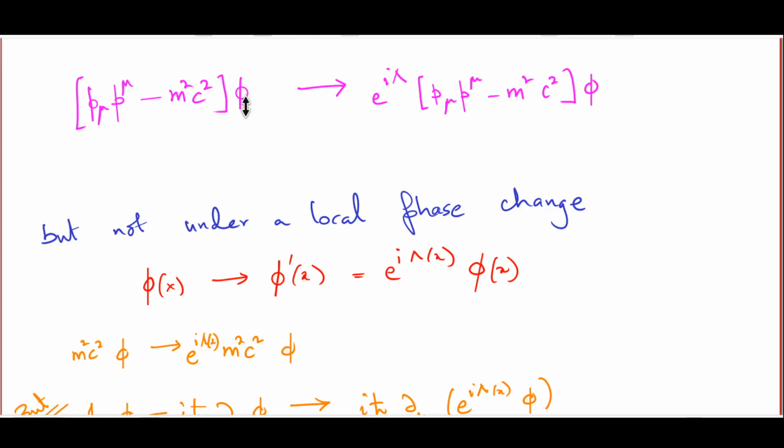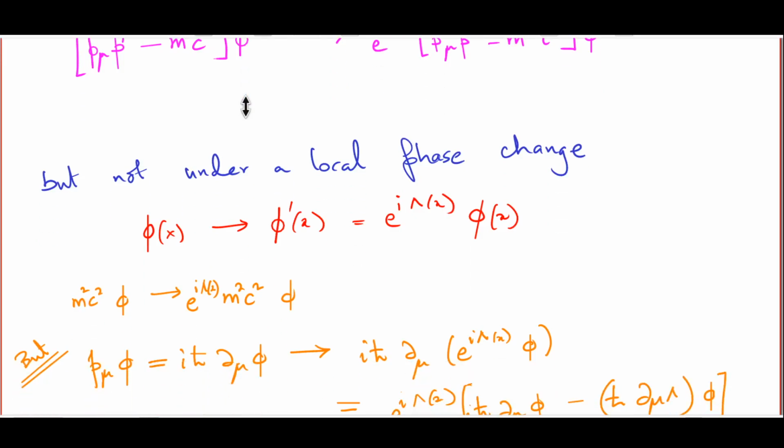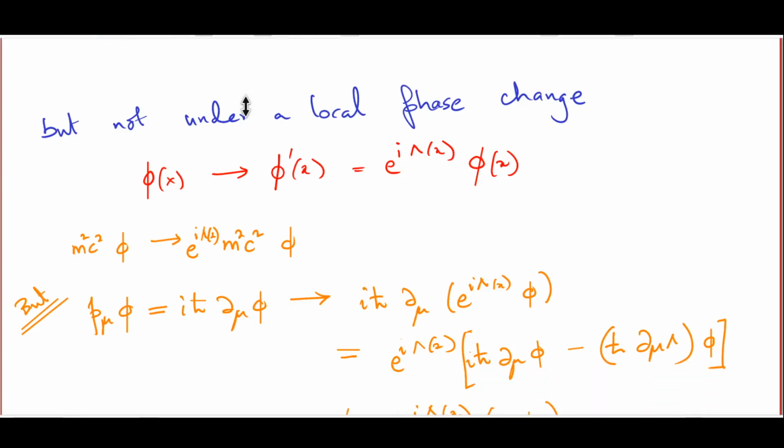But the derivative that is there in p mu phi complicates things the moment you have a local phase factor. So p mu phi, which is actually i h cross del mu phi, upon this substitution changes to i h cross del mu acting on e to the i lambda x phi, and by the standard magic of differentiation, this now gives me two terms. And if you couple them together, you get e to the i lambda of x as an overall factor, but that does not multiply i h cross del mu phi alone. There's another term which you get because the i lambda gets differentiated to give you i del mu lambda. So that gives you the extra term minus h cross del mu lambda into phi in the bracket there.